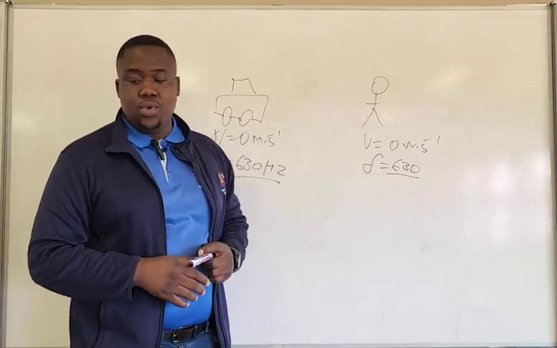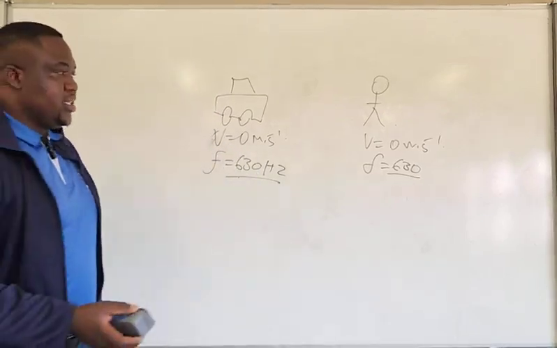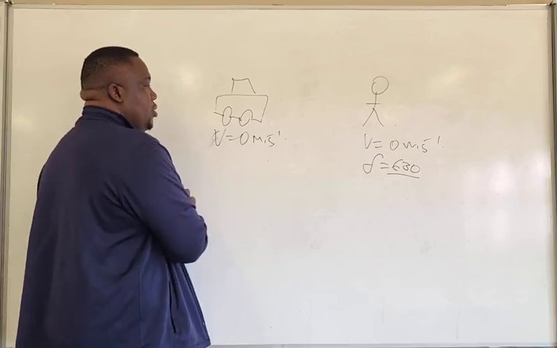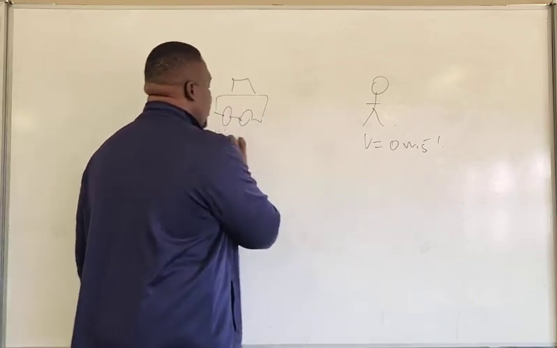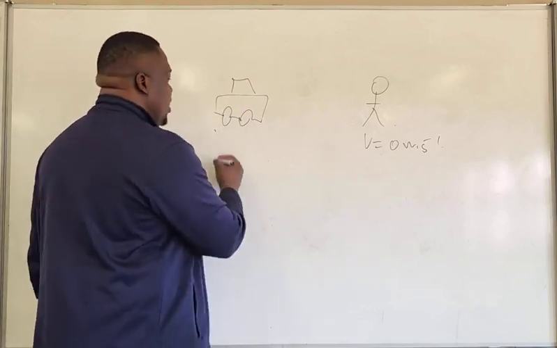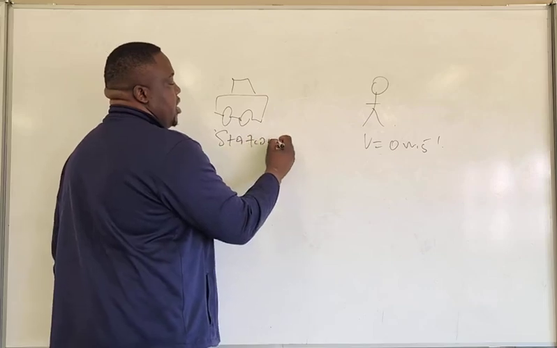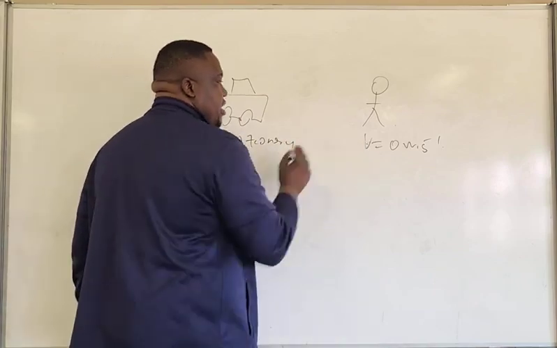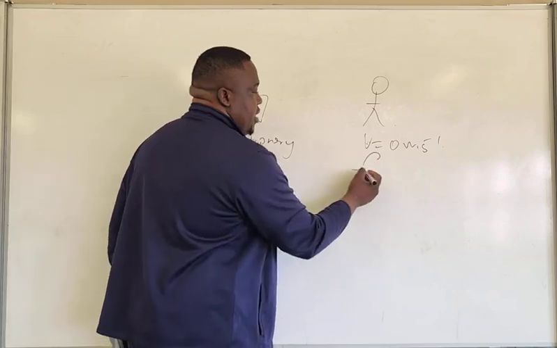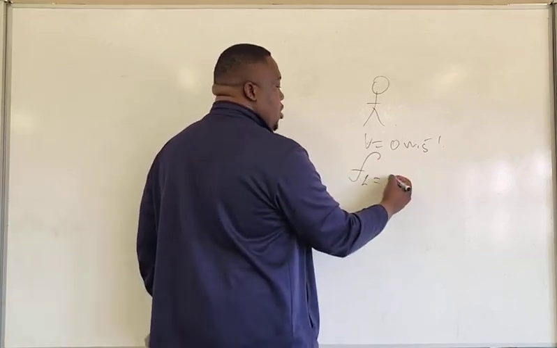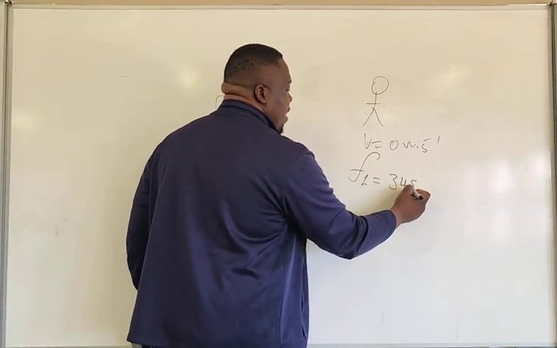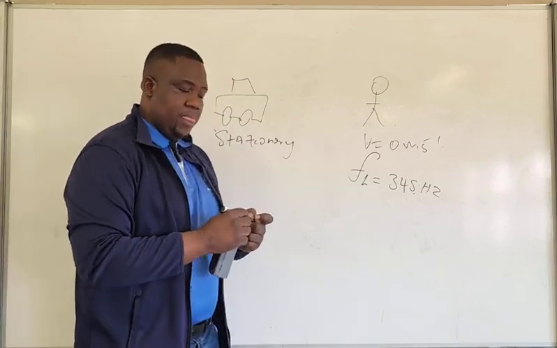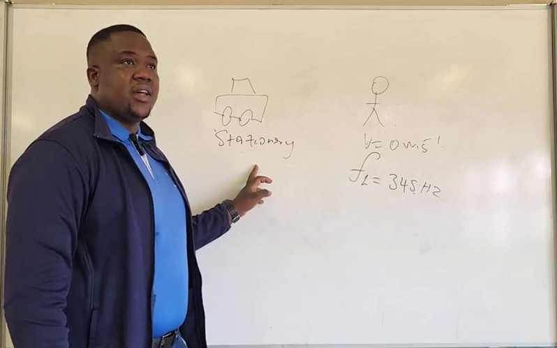So I want you to take note of that. It is very important. For example, if you are told that the source is stationary, and even the listener is stationary, the source and the listener are stationary, then the frequency of the listener is equal to 345. Yes, the frequency of the listener is 345, right? Both of them are stationary.